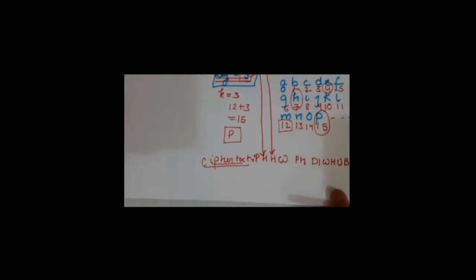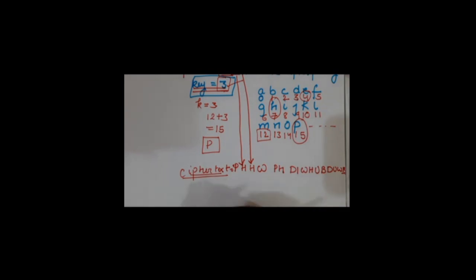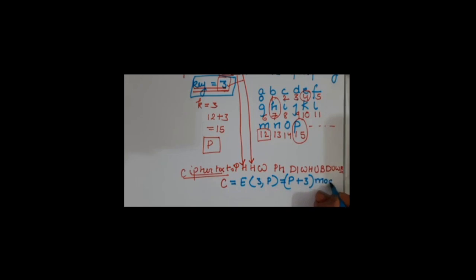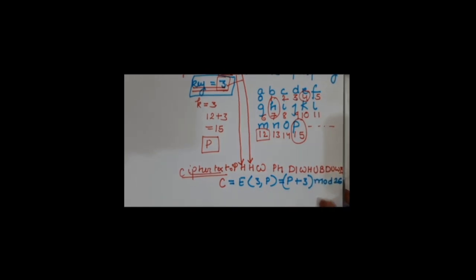There's another way of converting the Caesar cipher. This is very difficult: every time you do a plus and then convert is a difficult methodology. So there's an expression that helps you in converting the plain text into ciphertext and ciphertext into plain text. The expression is C = E(3, P) = (P + 3) mod 26.